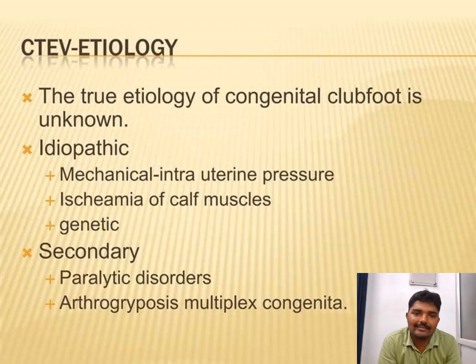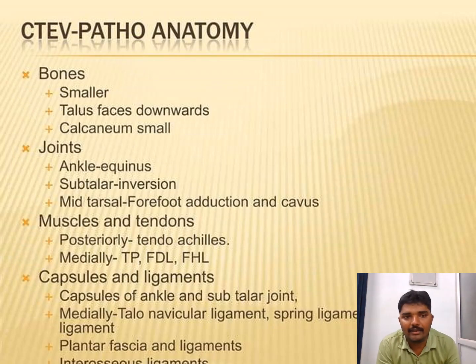Idiopathic causes include mechanical intrauterine pressure, after delivery ischemia of the calf muscle, and genetic factors. Secondary causes are paralytic disorders and arthrogryposis multiplex congenita. Then we will go for CTEV pathoanatomy.